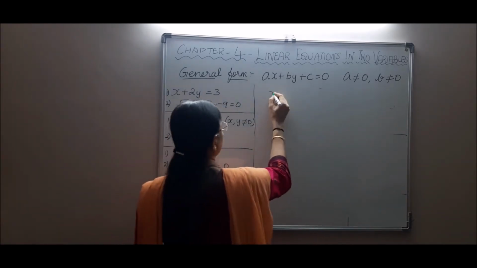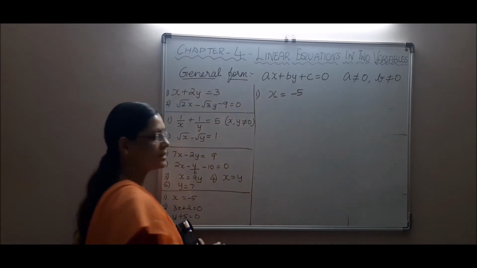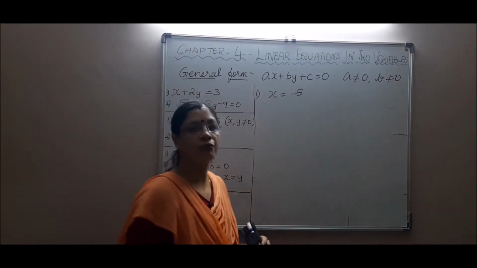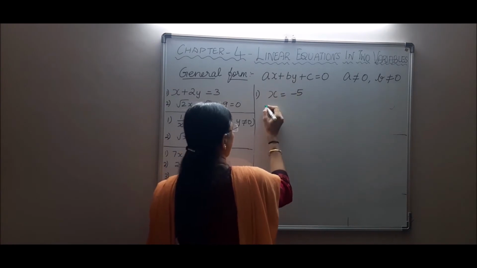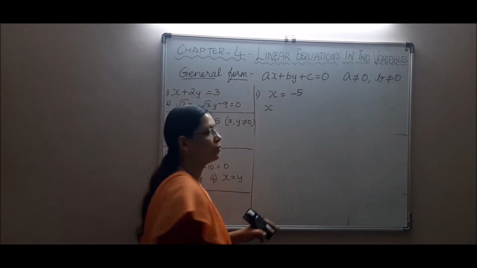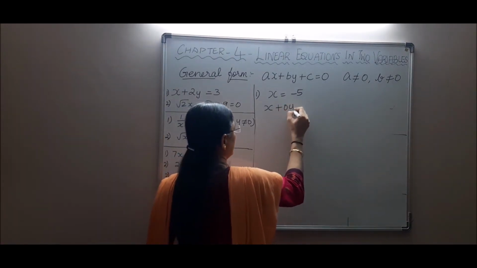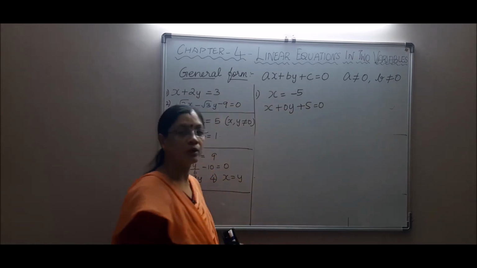See, x is equal to minus 5. You have x is equal to minus 5. Likewise, when we did the previous set of linear equations, bring this to the standard form. So do we have a y term here? No. So we write 0y minus 5, bring it to this side, it becomes plus 5 is equal to 0.